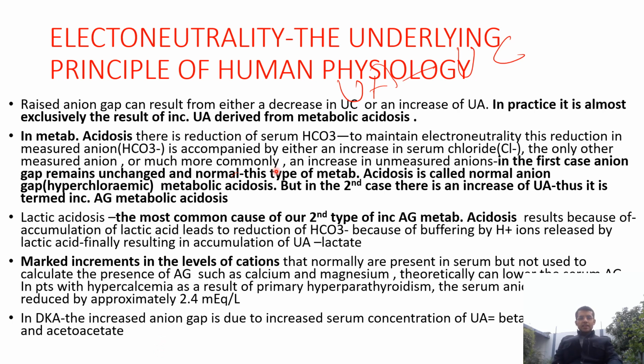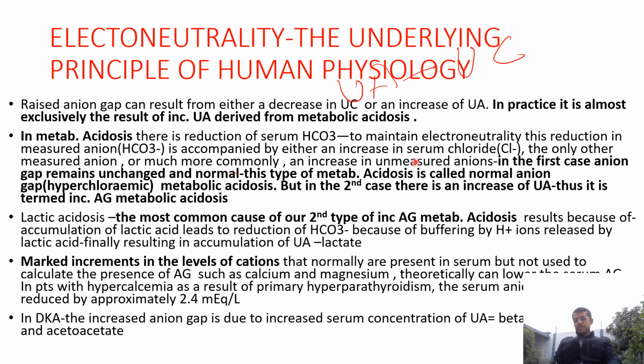So in metabolic acidosis, there is a reduction of serum bicarbonate. To maintain electron neutrality, this reduction in measured anion is accompanied by either an increase in serum chloride, the only other measured anion, or much more commonly an increase in unmeasured anions. So two things are possible in metabolic acidosis. First is, whenever bicarbonate goes down, chloride increases.